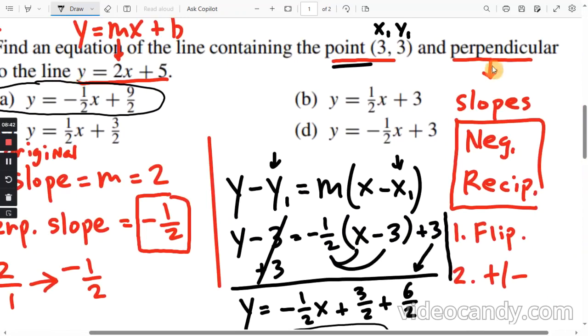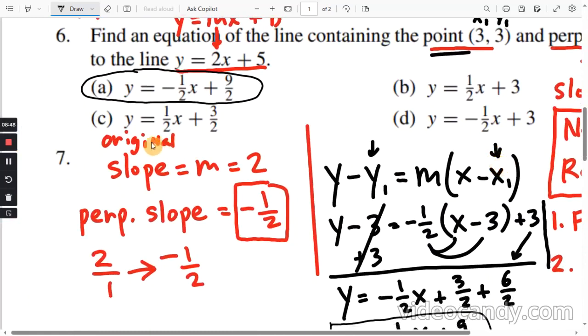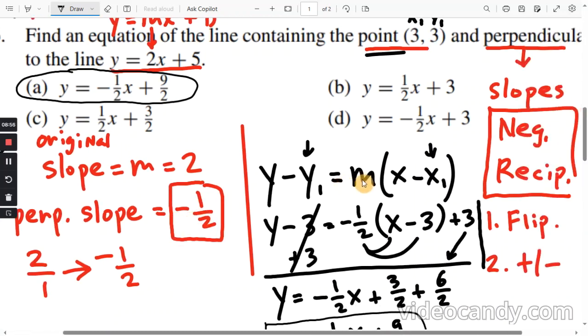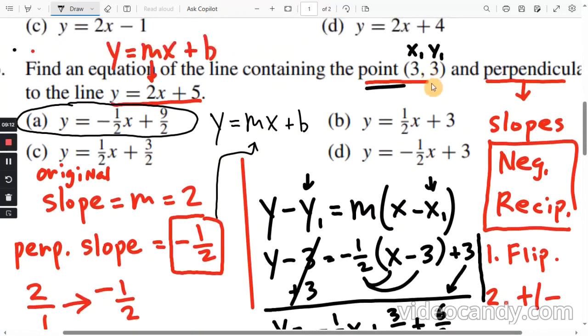All right, so to sum it up, for the perpendicular slopes, you need to take the negative reciprocal of the original. All right, the original slope was 2. Flip it and change the sign, we get negative 1/2, and then plug it in here and plug in the point. All right, you can also use y equals mx plus b. The new slope would go right in there in place of m, and the point would go in place of x and y. All right, you'd plug it in for x and y.